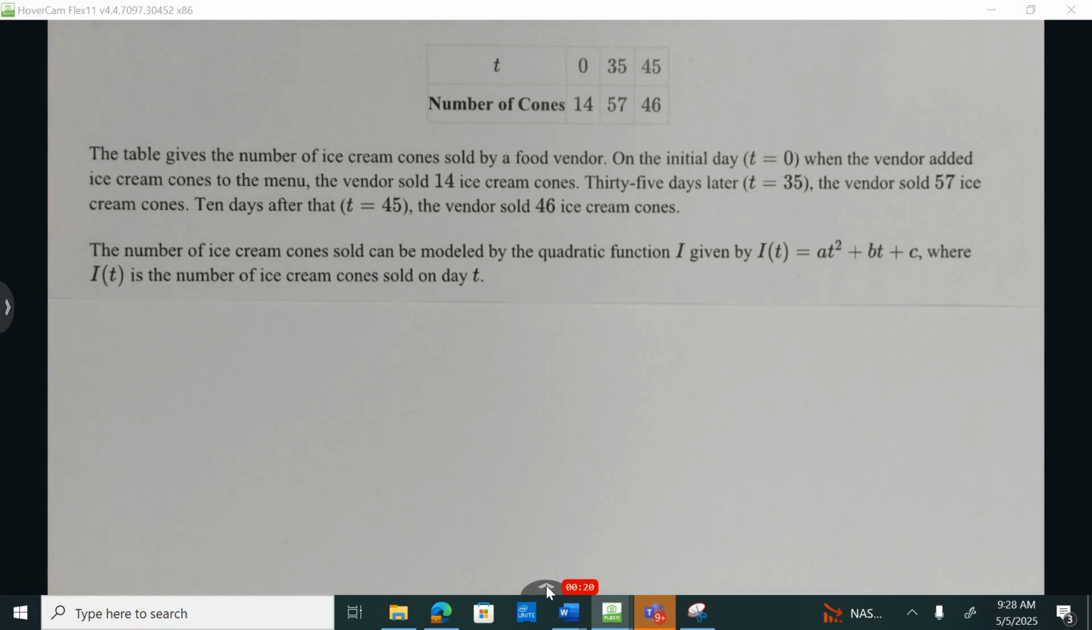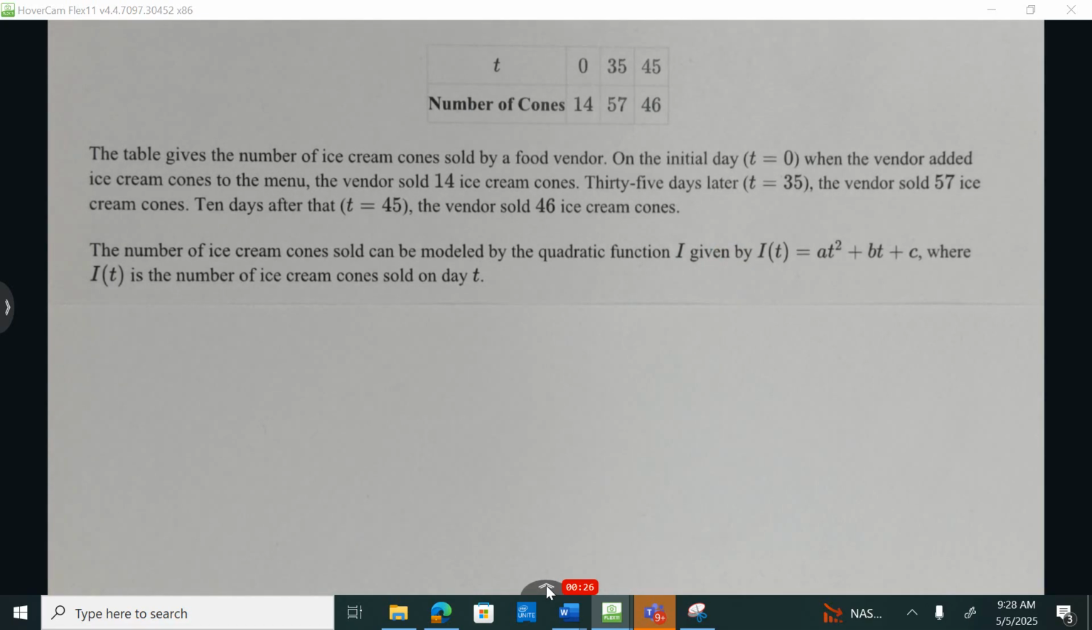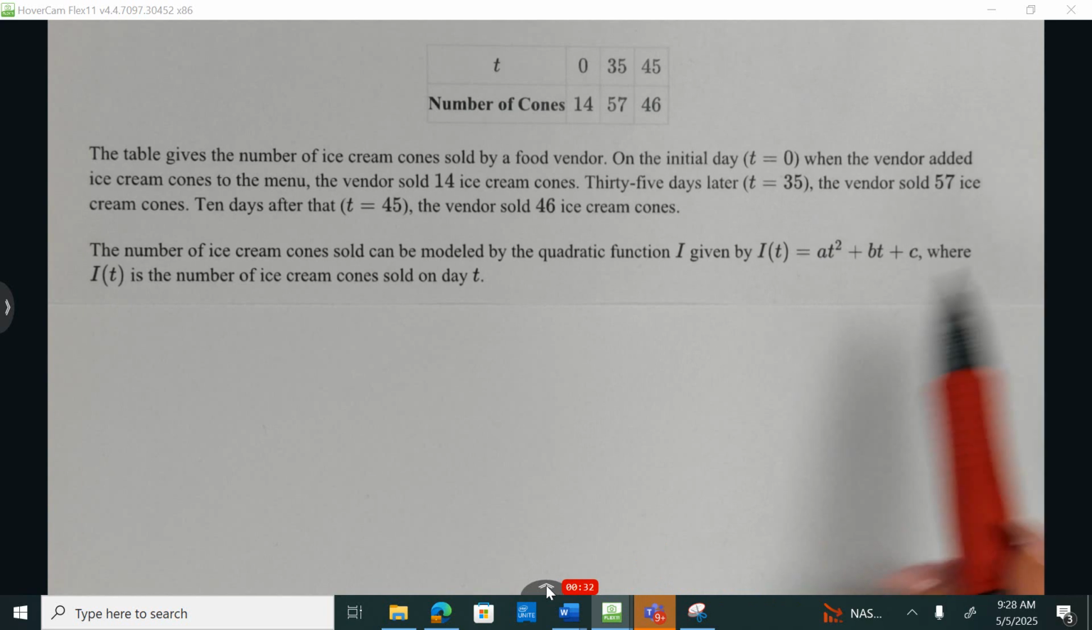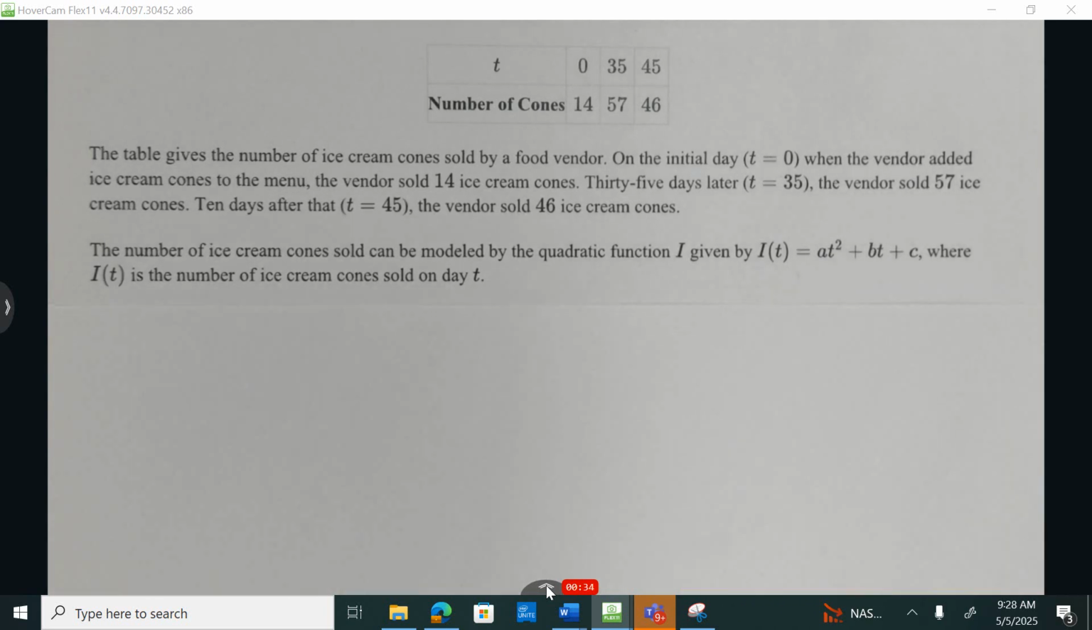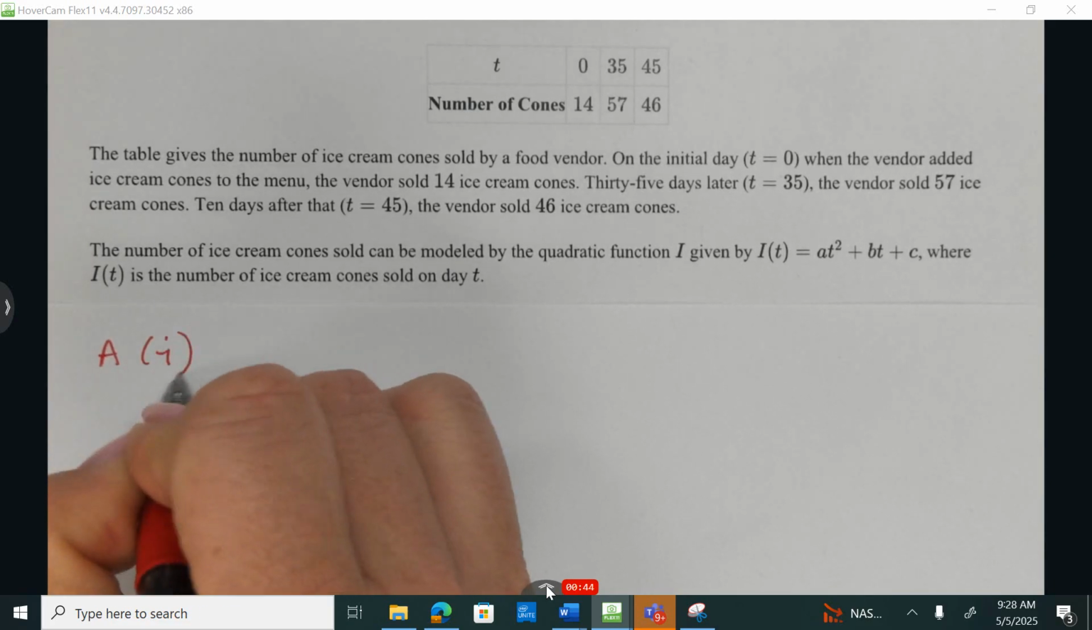Ten days after this previous date, which would be T equals 45, the vendor sold 46 ice cream cones. The number of ice cream cones sold can be modeled by a quadratic function, where I of T indicates the number of ice cream cones sold on a particular day after the initial day. So part A, sub 1.